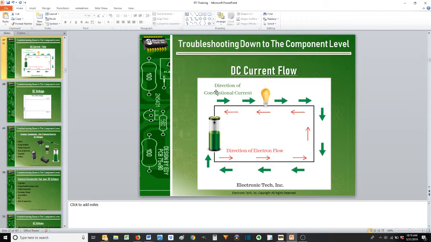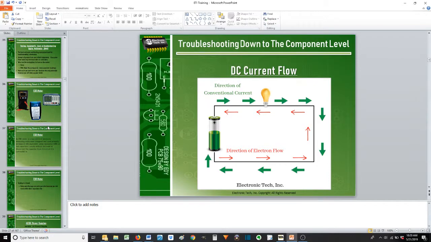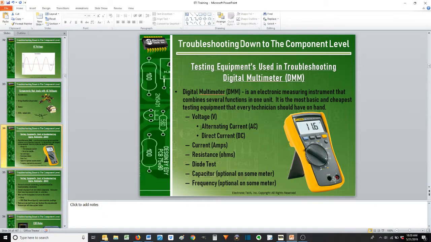You can see here, there's basically two methods of understanding how current flows. You have the conventional current flow, and then you have the electron flow. So we kind of touched a little bit on that. We talked about AC voltages. Then we go into some of the testing equipment.